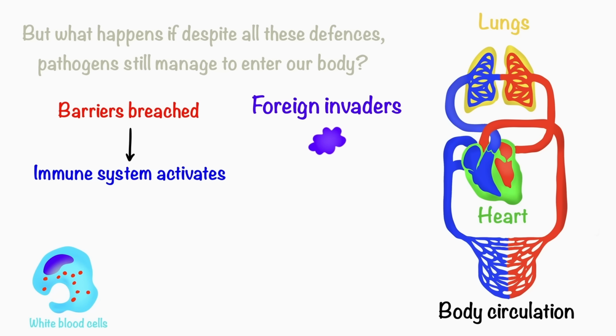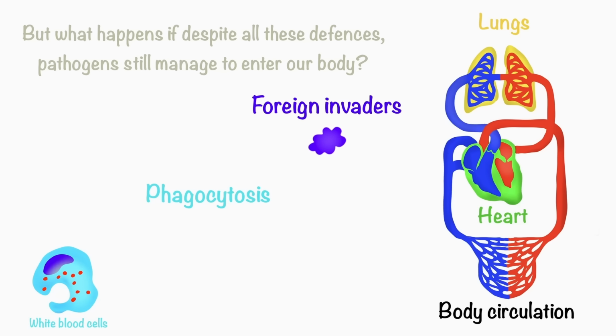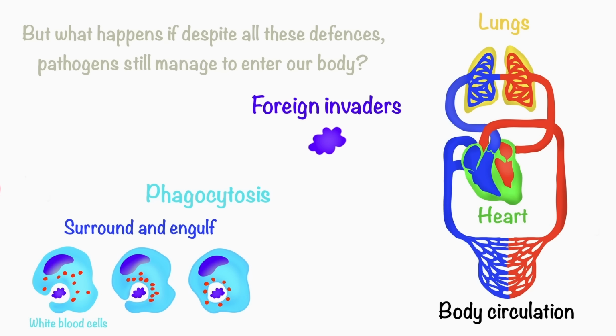One method white blood cells use is called phagocytosis. In this process, certain white blood cells surround and engulf foreign organisms, then digest them using enzymes. This is like the white blood cells eating the pathogens.